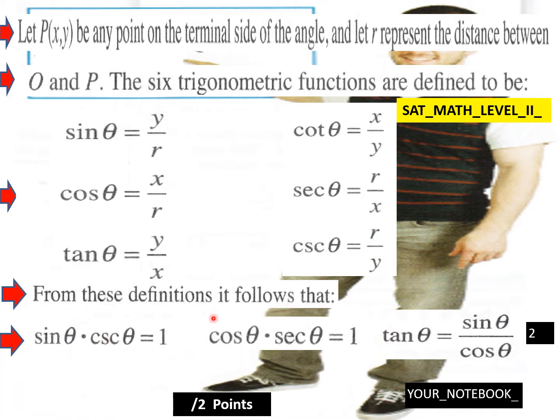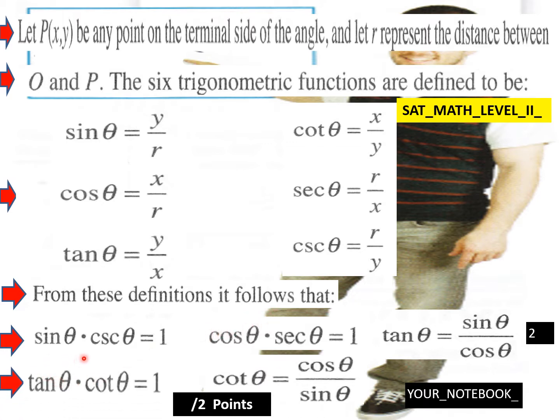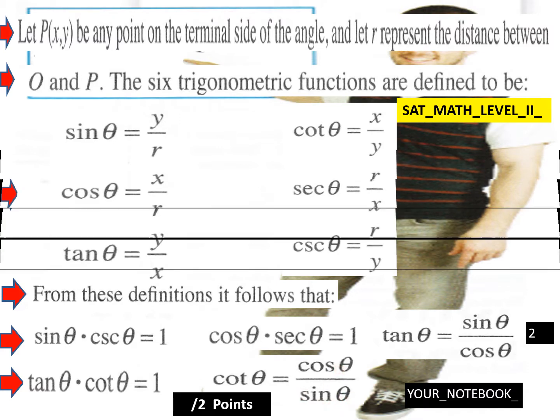From these definitions, it follows that sine theta times cosecant theta will equal 1. Cosine theta times secant theta will equal 1. Tan theta times cotan theta will equal 1. And then cotan theta equals cosine theta over sine theta.